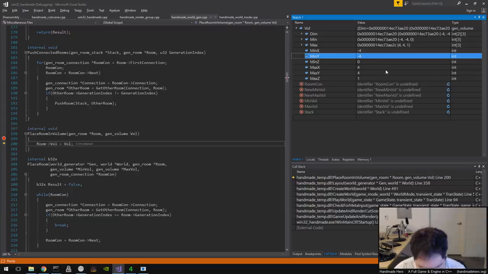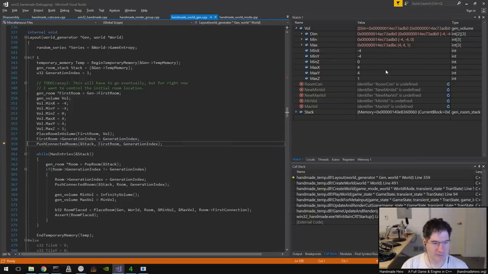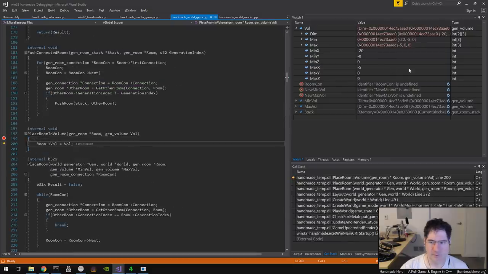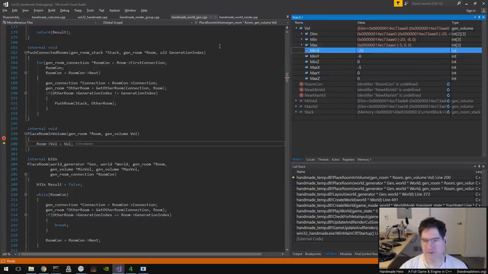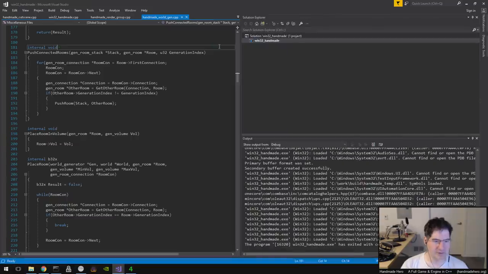Now that I think about it, that's because this is the initial room. Let's try in here. What kind of volume do we get here? -20, -8, 0 to -5, 0, 0. Again, a perfectly legal room. So it looks like that code is actually working properly.